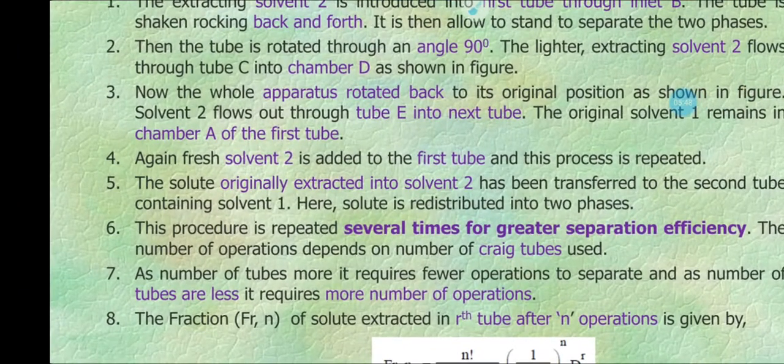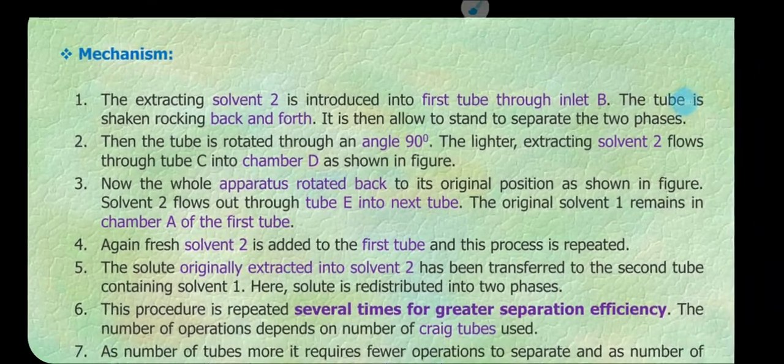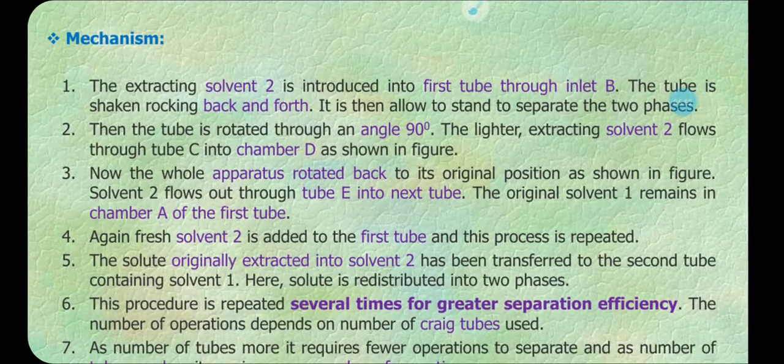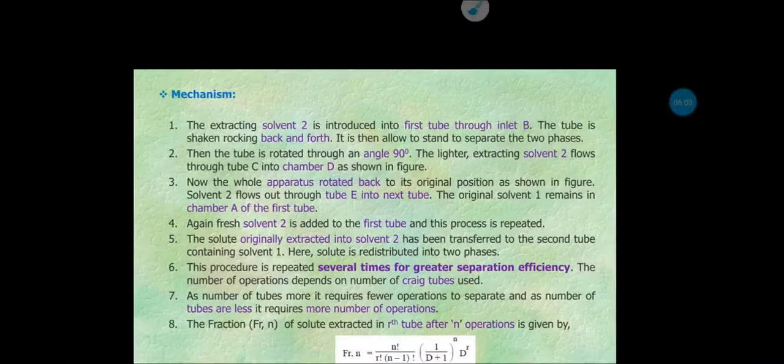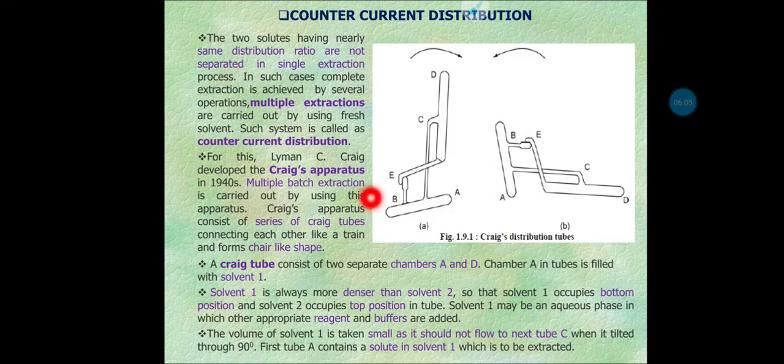Let us see the mechanism of the Craig apparatus. The first point is that the extracting solvent 2 is introduced in the first tube through the inlet B. Okay, the solvent 2 will be introduced through this tube B. This is chamber A, chamber D.